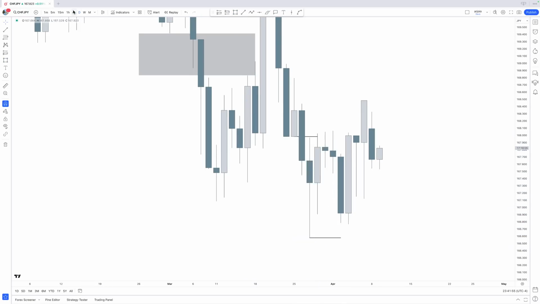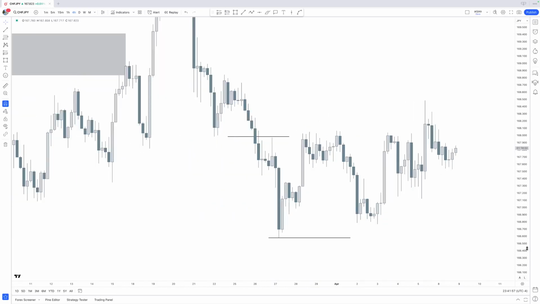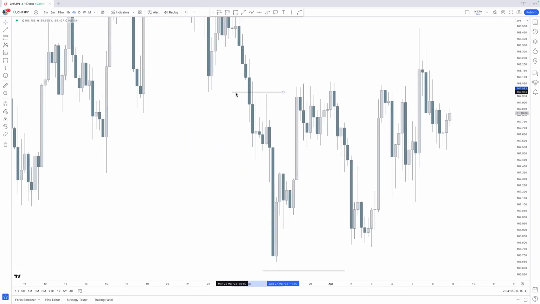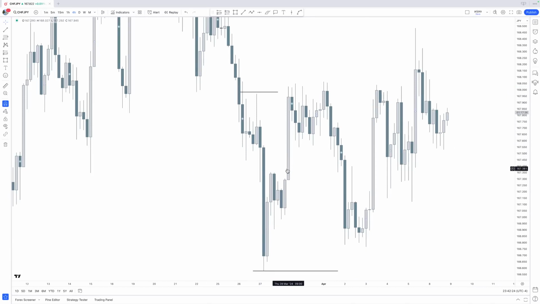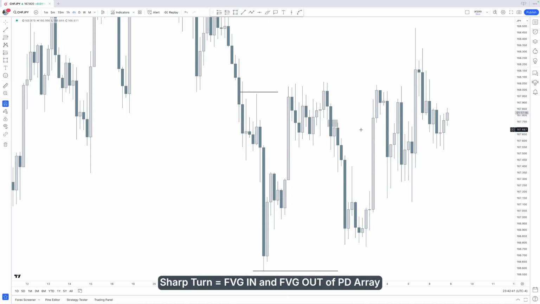If we go down a singular time frame right here to the 4 hour, then once we come into that daily premium array right there, that line, we see that coming into that premium array on the 4 hour, we actually have a fair value gap pushing into that. And then after a while, once we sweep these highs right there, we create a fair value gap going out of that. So a fair value gap actually going lower right there. This creates a fair value gap into the premium array and a fair value gap out of the premium array. That is the definition of a sharp turn.